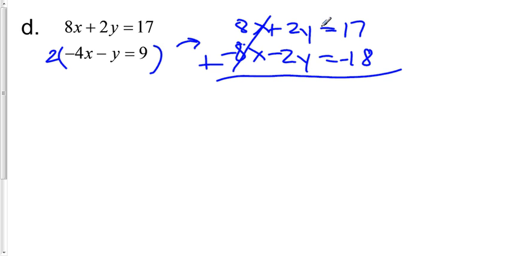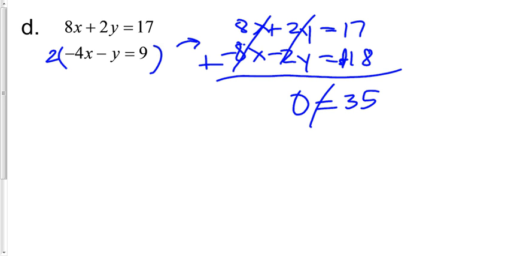But we run into a problem with the y's. If I add 2y and negative 2y, those also cancel out. So I've eliminated both variables here, and on the left side of my equation I have 0. 17 plus negative 18 on the right side, oh, this is a positive 18, I apologize. 17 and 18 is 35, and 0 definitely does not equal 35.